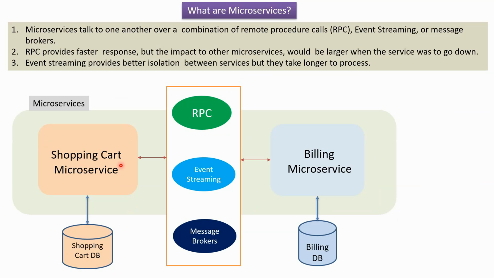Here you can see the shopping cart microservice. Here you can see the billing microservice. If the shopping cart microservice wants to talk to the billing microservice, then it can use RPC, which is nothing but remote procedure call, or event streaming, or message brokers like Kafka, RabbitMQ, etc. RPC provides faster response, and event streaming provides better isolation between services, but it takes longer to process.